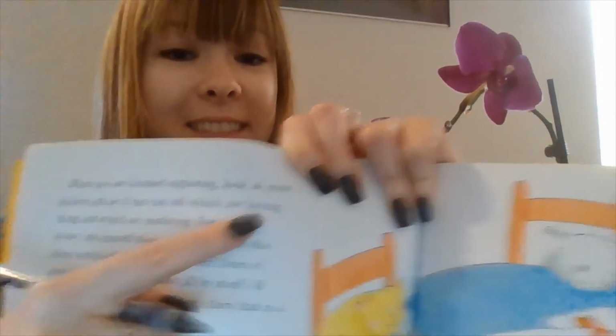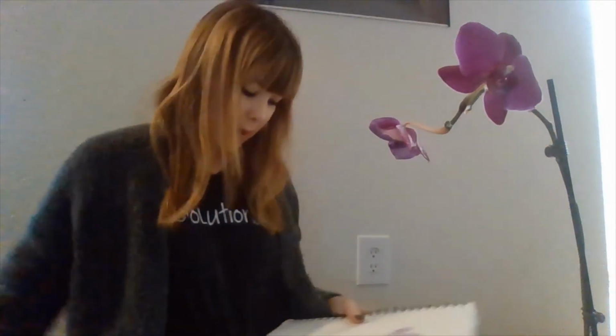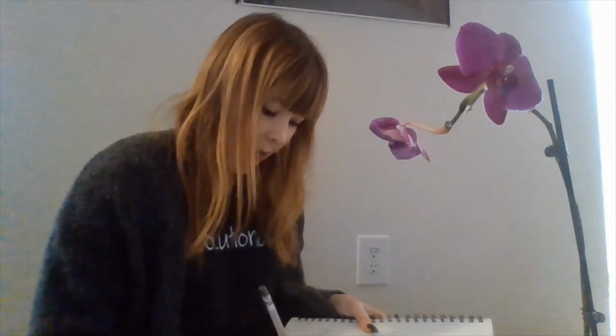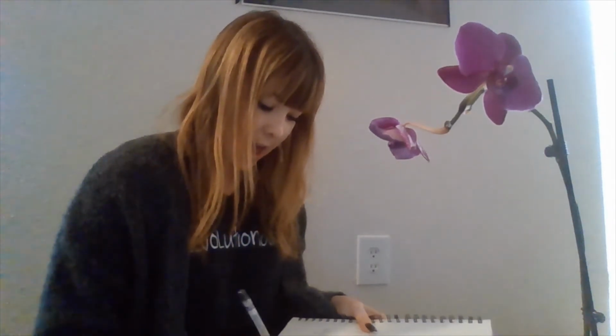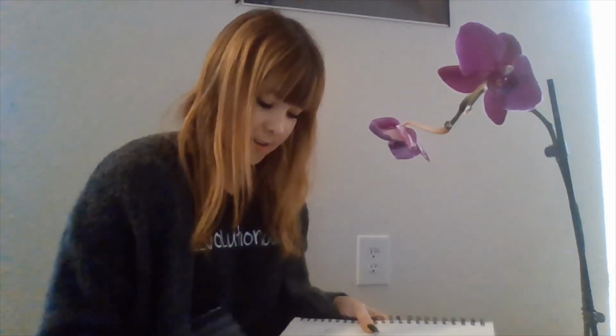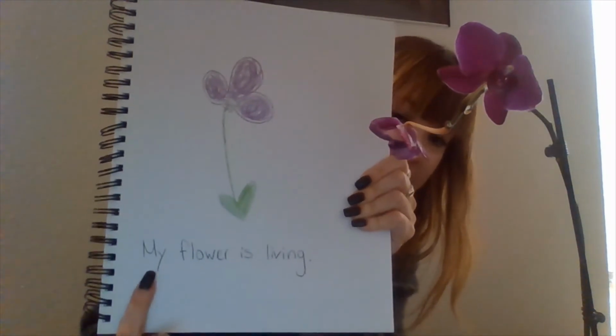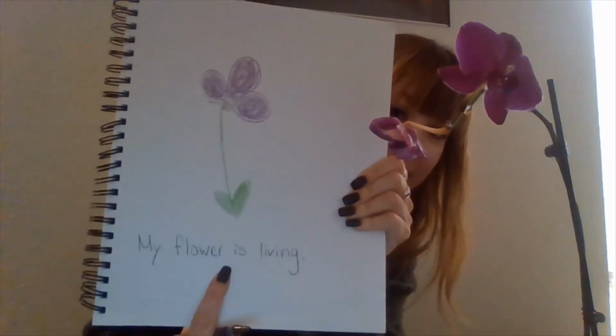Okay, let me write it. Let's spell it together. L-I-V-I-N-G. I'll put a period to show my sentence is over. Living. My sentence says, my flower is living.